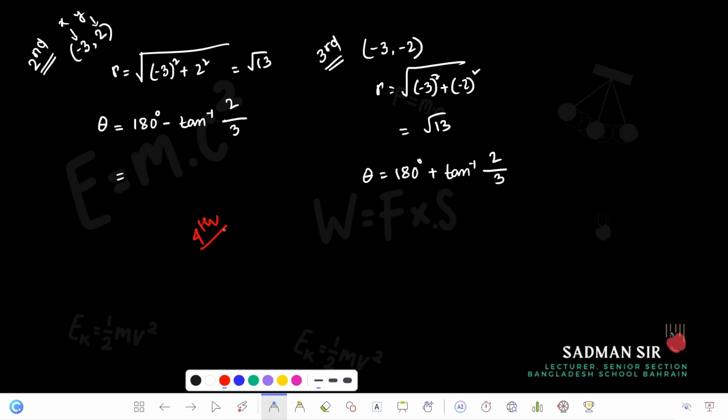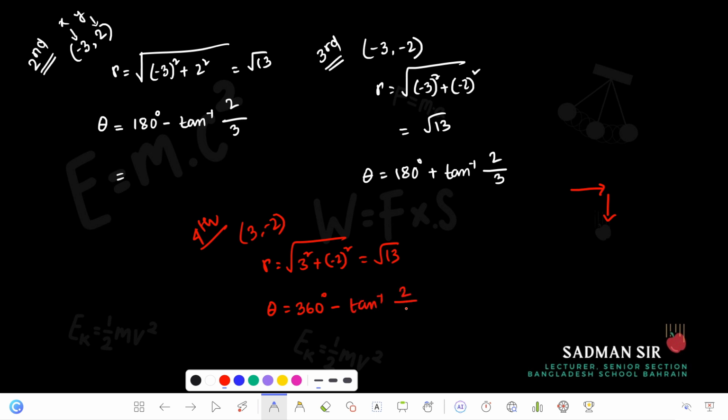And for the fourth quadrant, we have to go in the positive side of the x-axis and then the negative side of the y-axis. So the point is 3 comma minus 2. So r will be the same, 3 square plus 2 square, it will be root over 13, and then theta, we saw that it is 360 degree minus tan inverse 2 by 3. Okay, even if there is minus, we will not consider it. So that is how you have to find the value of r and theta from the value of x and y.